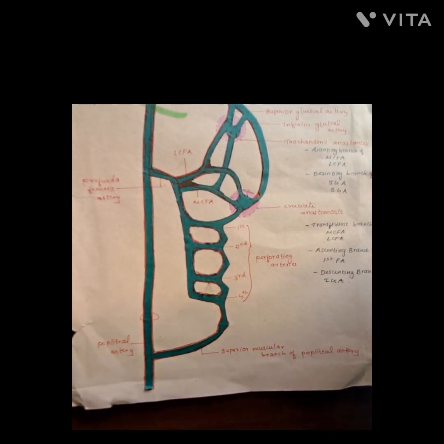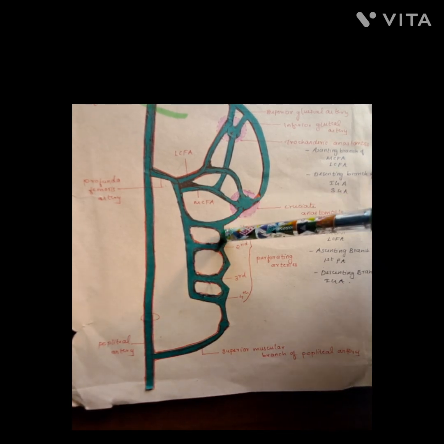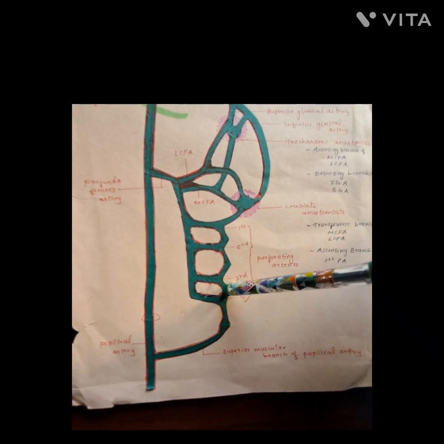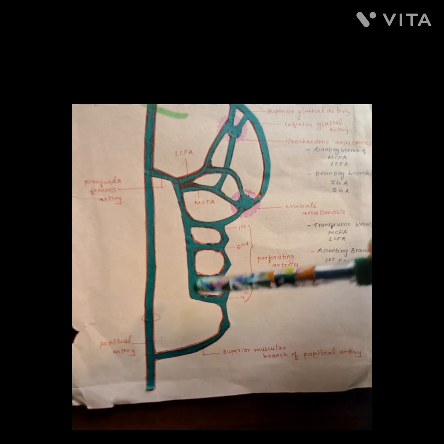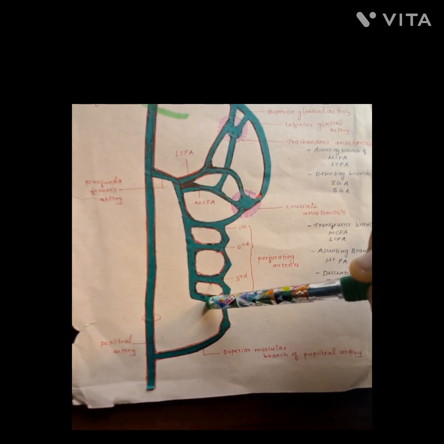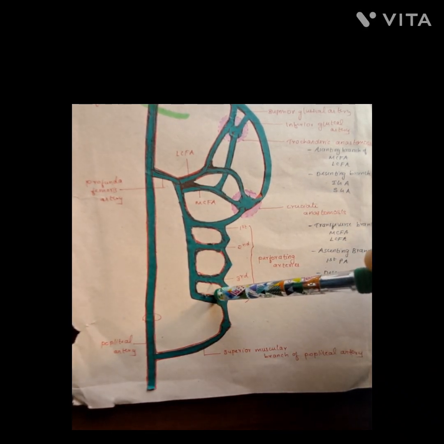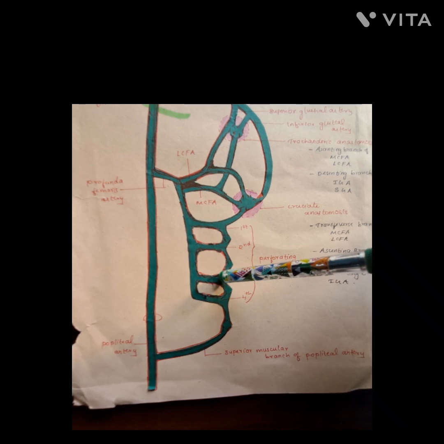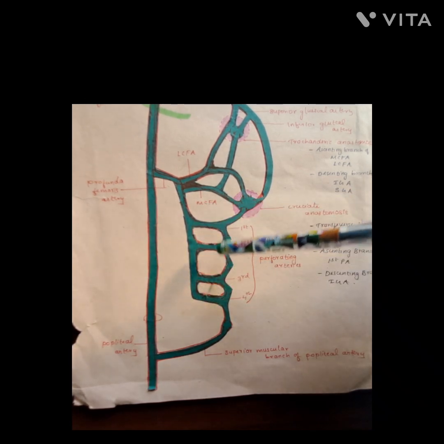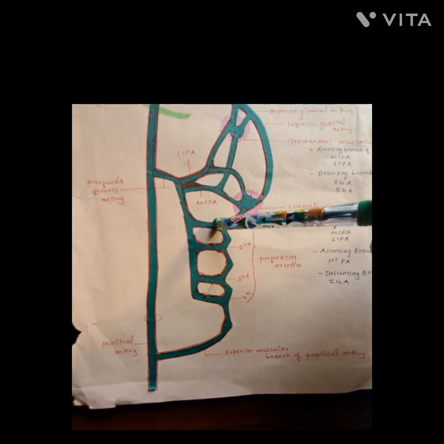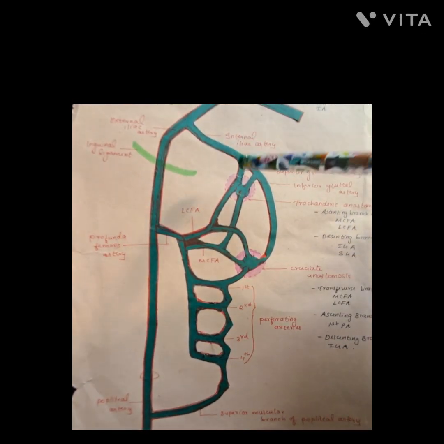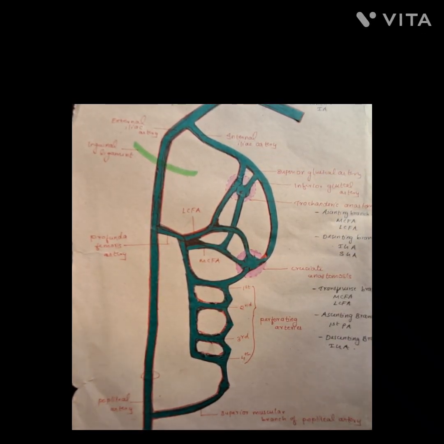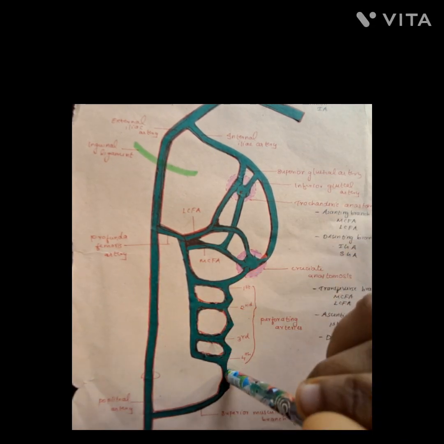The longitudinal anastomosis is derived from the ascending and descending branches of the perforating arteries. So these are the perforating arteries. After piercing the adductor magnus of the thigh, they form ascending and descending branches, and these ascending and descending branches anastomose, and this is called the longitudinal anastomosis. So the longitudinal anastomosis is formed by the ascending and descending branches of the four perforating arteries.